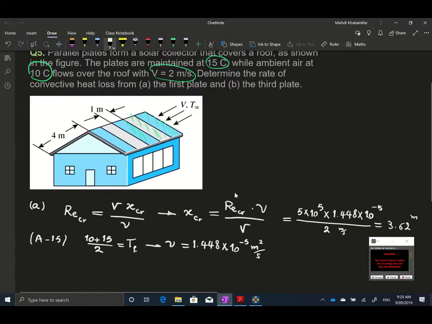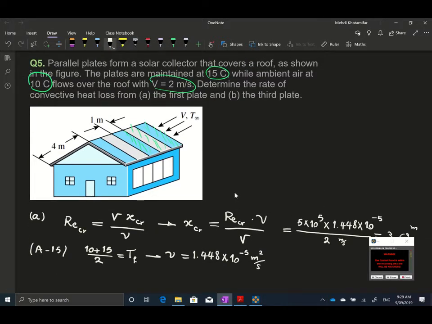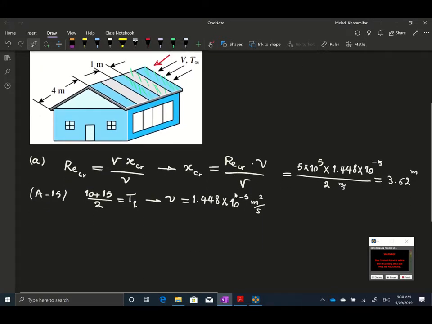For the first case, because it is the first plate and the flow is in this direction, the length is just 1 meter for the first one, and the critical length is 3.6, so definitely we are going to have laminar flow. So let me write, therefore flow is laminar. Okay, we found the flow.